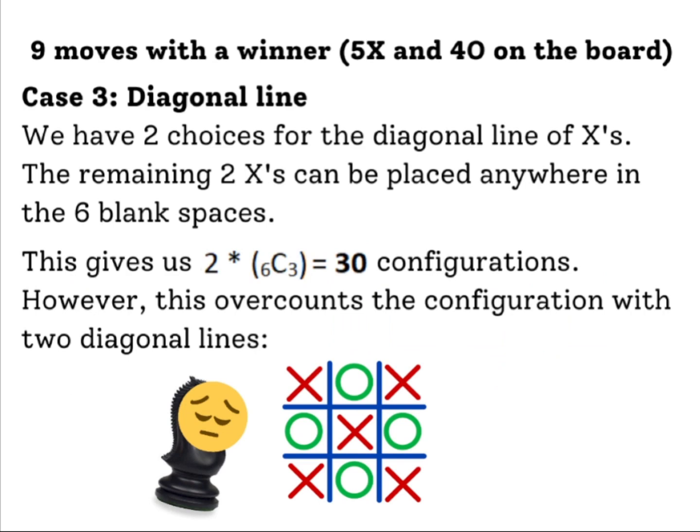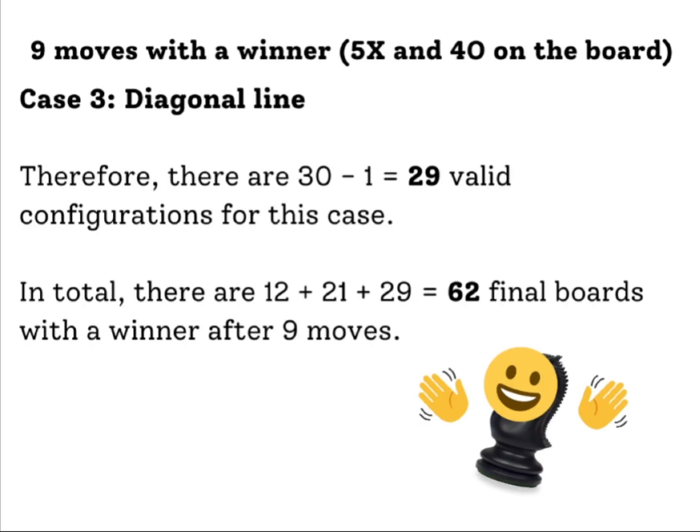Case 3, diagonal line. We have 2 choices for the diagonal line of x's. The remaining 2 x's can be placed anywhere in the 6 blank spaces. This gives us 2 times 6 choose 2 equals 30 configurations. However, this overcounts the configuration with 2 diagonal lines. Therefore, there are 30 minus 1 equals 29 valid configurations for this case. In total, there are 12 plus 21 plus 29 equals 62 final boards with a winner after 9 moves.